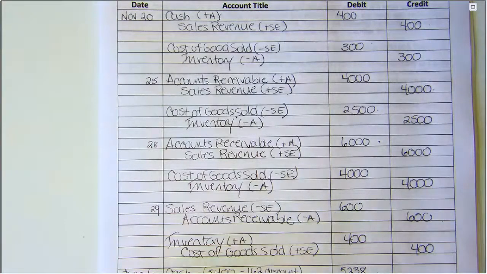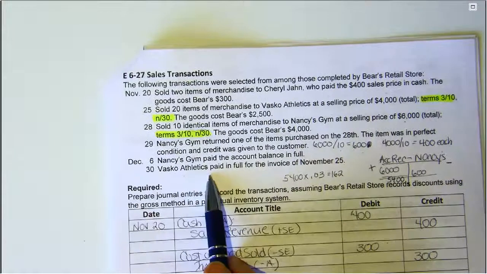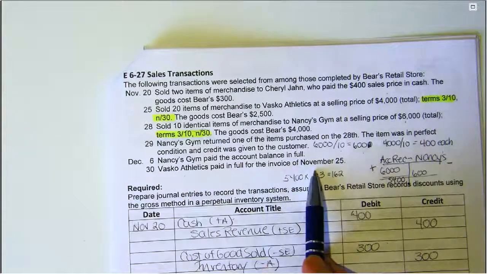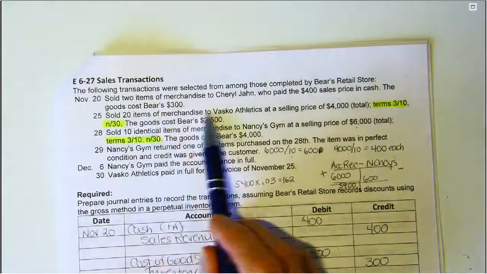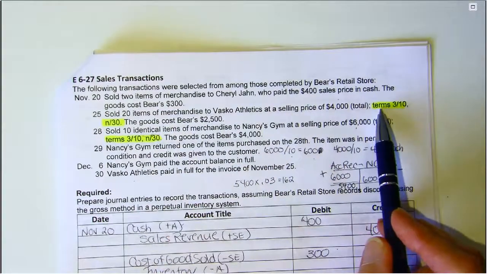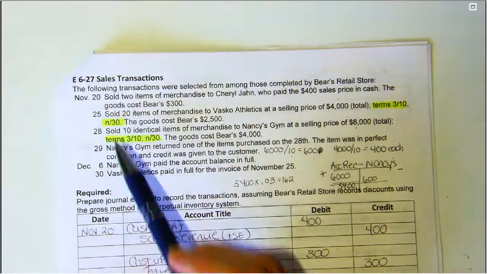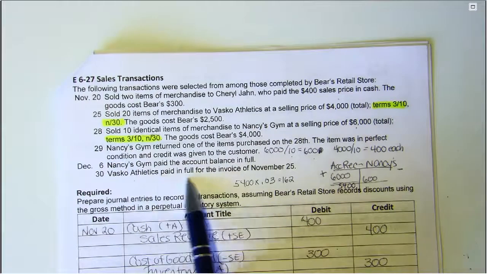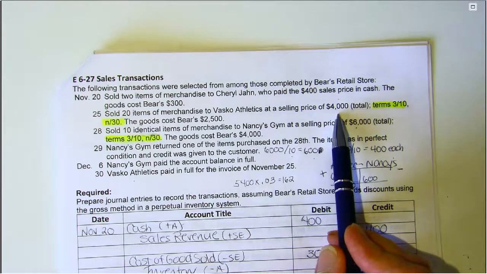Okay, so we're at the end of our journal page here. We're going to have to do our last journal entry on the next page, and that would be for Vasco Athletics. They're paying us in full for the invoice of November 25th. And Vasco Athletics also had terms of 3% in 10 days. And 10 days from November 25th would have been December 5th, and he's way beyond his discount period. So he's going to have to pay you the full amount that he owes you, or $4,000.